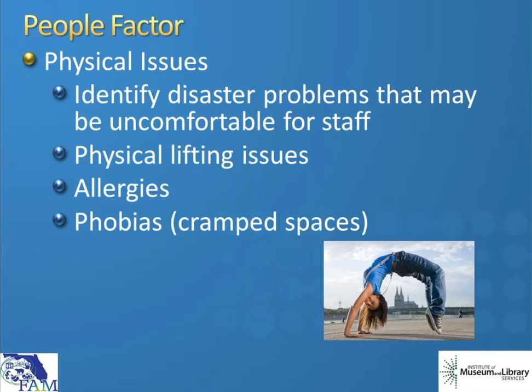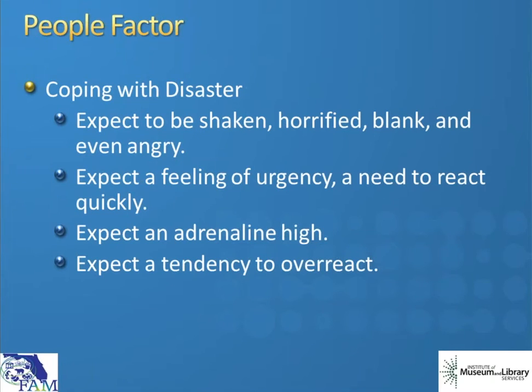Next slide, please. In coping with the disaster, another thing you need to know about people is that people can be shaken, horrified. They can be like deer caught in the headlights. They can be angry. Why is this happening to us? There can be a feeling of urgency when there really is a need to proceed slowly and steadily, for example. You can expect people to have an adrenaline high. You can expect a tendency to overreact.